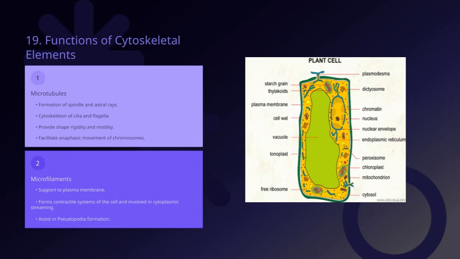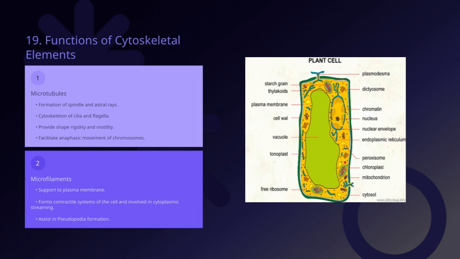Now, let's take a closer look at the functions of these cytoskeletal elements. Starting with microfilaments, they assist in the formation of pseudopodia, which are those temporary projections that help cells move and capture particles. They also form the contractile systems within the cell, playing a crucial role in processes like cytokinesis and cytoplasmic streaming, where they help distribute nutrients and organelles. Additionally, microfilaments provide support to the plasma membrane, maintaining the cell's shape and enabling flexibility.